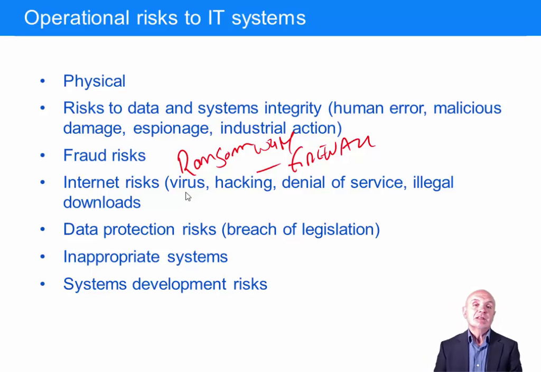Denial of service. Denial of service is where very often a kind of pressure group, or maybe sometimes governments, send lots and lots of simultaneous requests to a website, and the website becomes overwhelmed by these thousands of accesses, and it simply fails. And then it denies service, denies access to legitimate users of the internet.